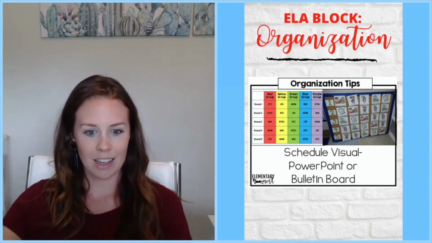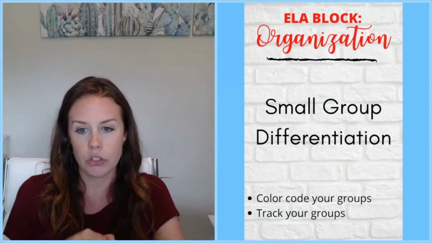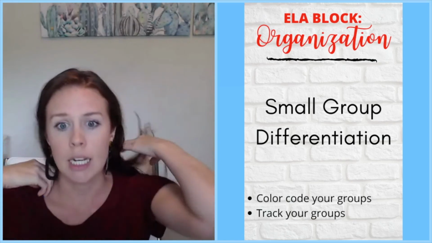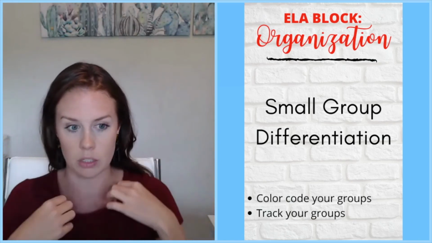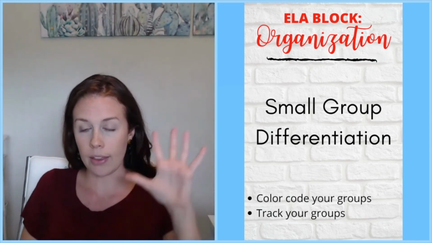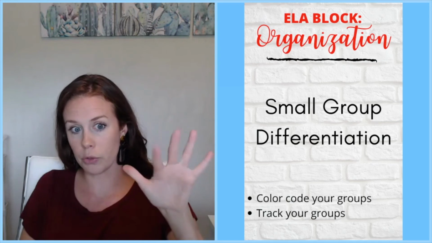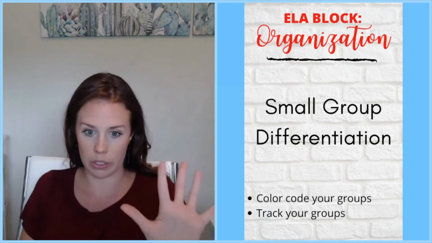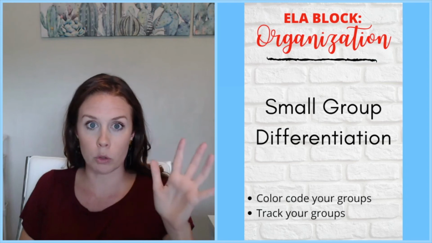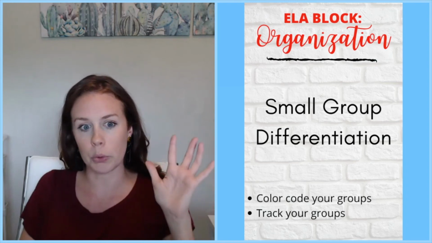The last thing we're going to talk about is organizing differentiation. One thing I do suggest for small group differentiation and keeping those materials organized is to color code everything. So if you've got 5 different groups in your class and they're all 5 different levels of reading, I would suggest having them all color coded. That would be maybe one group is red, yellow, green, blue, and purple.